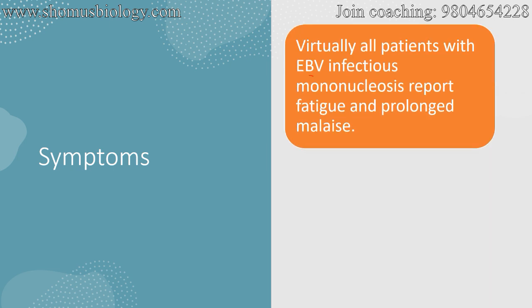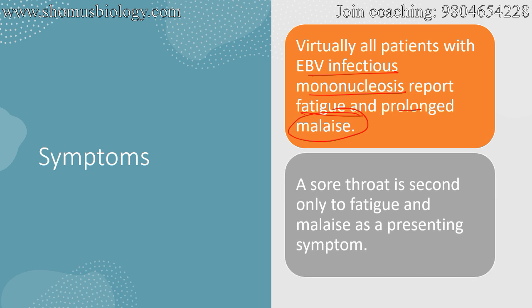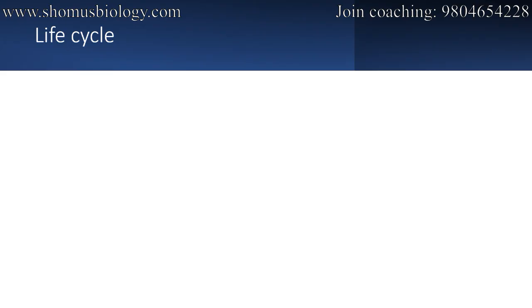What are the symptoms of this? Virtually all patients with EBV infectious mononucleosis report fatigue and prolonged malaise. A sore throat is second only to fatigue and malaise as a presenting symptom. Generally there is a sore throat because the infection starts at the tonsils, and near the tonsils are the salivary glands and adenoids, which become swollen after the infection. These are the regions where the infection is more predominant.